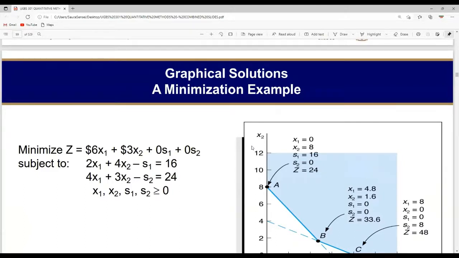Next time you are going to solve LP using Microsoft Excel. You are going to use Excel to solve the thing within seconds.